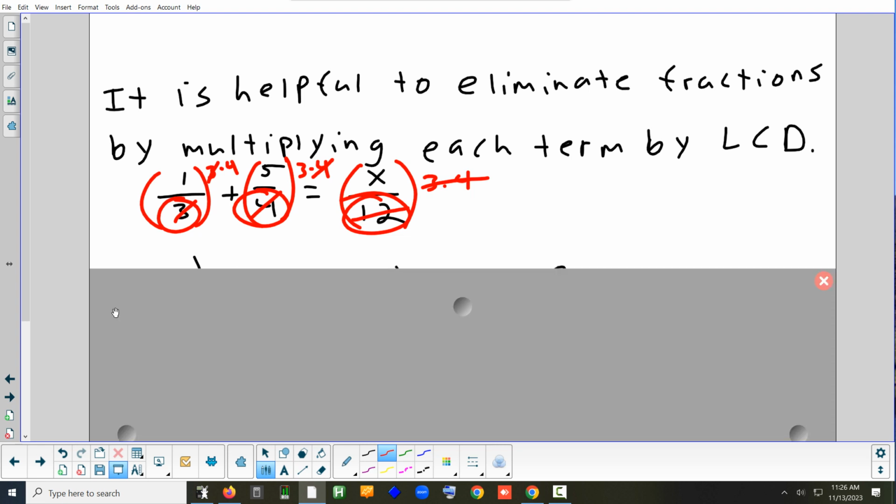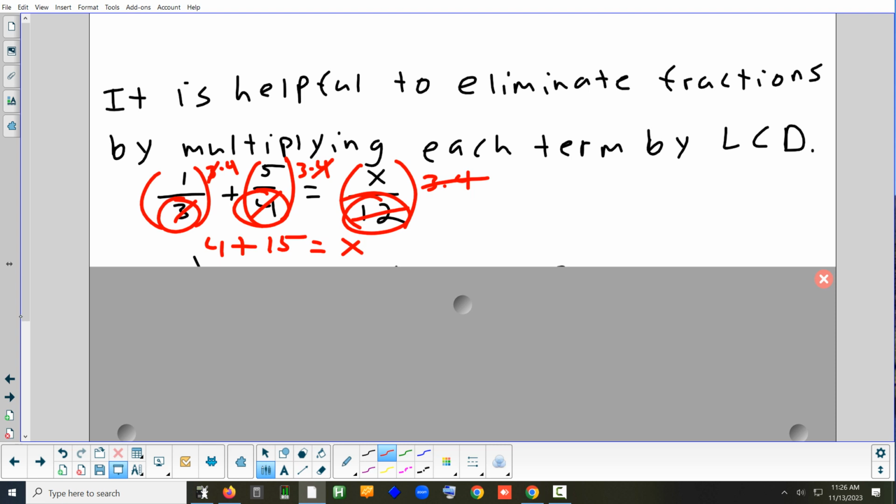Now let's just look at what we have left. What's 1 times 4? 4. So now we have 4. And then 5 times 3? 15. And then what's left on the right side? Just x. So the answer is 19. A very easy equation to solve if you get rid of all those fractions first. x is 19. Any questions on what we did there?